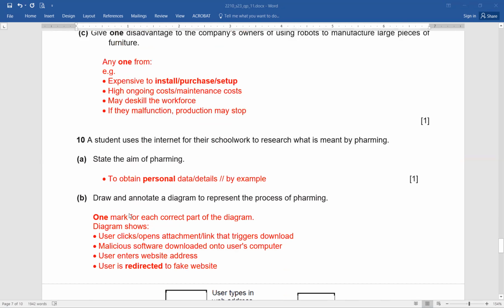Okay. Question number 10. A student uses the internet for their schoolwork to research what is meant by farming. State the aim of farming. So what is farming doing? It's there to obtain personal data. The objective of farming is to obtain personal details, and that can be personal details like for example the PIN, the credit card details, maybe your passwords. So this is what the aim of farming is.